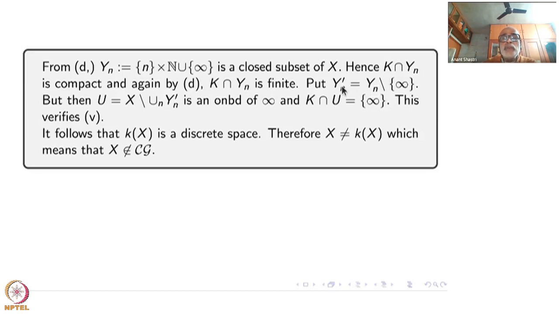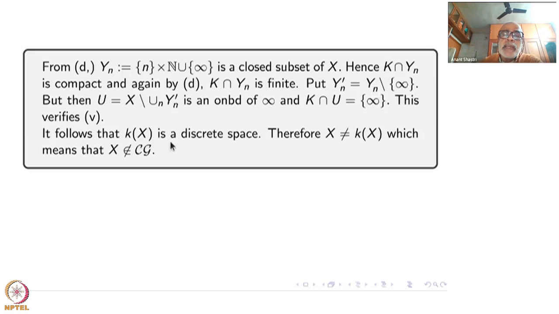Then we still have that these are closed subsets now, because the singleton infinity was an open subset of Yn. So these are open subsets, these are closed subsets. So X minus the union of the Yn primes is an open subset. It's a neighborhood of infinity. Infinity is still there because I have thrown away infinity from here, so infinity is not in any of them. So when I take X minus that, infinity will be there. This is an open subset because I have thrown away a closed subset. So K intersection U is the singleton infinity, so that is an open subset of K. So this verifies 4, this verifies 5.